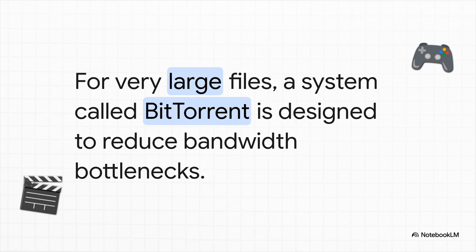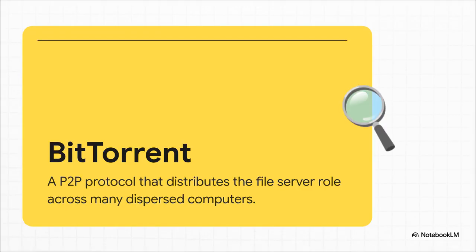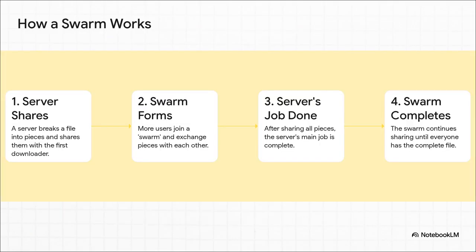But what happens when the thing you need to share is absolutely massive, like a full-length movie or a huge software program? If everyone tries to download it from one single server at the same time, you get a digital traffic jam. And that is the exact problem that a really clever system called BitTorrent was built to solve. You see, BitTorrent is what we call a peer-to-peer protocol. So instead of having one central server do all the heavy lifting, it brilliantly spreads the workload across all the computers that are trying to download the file in the first place. It's a team effort.